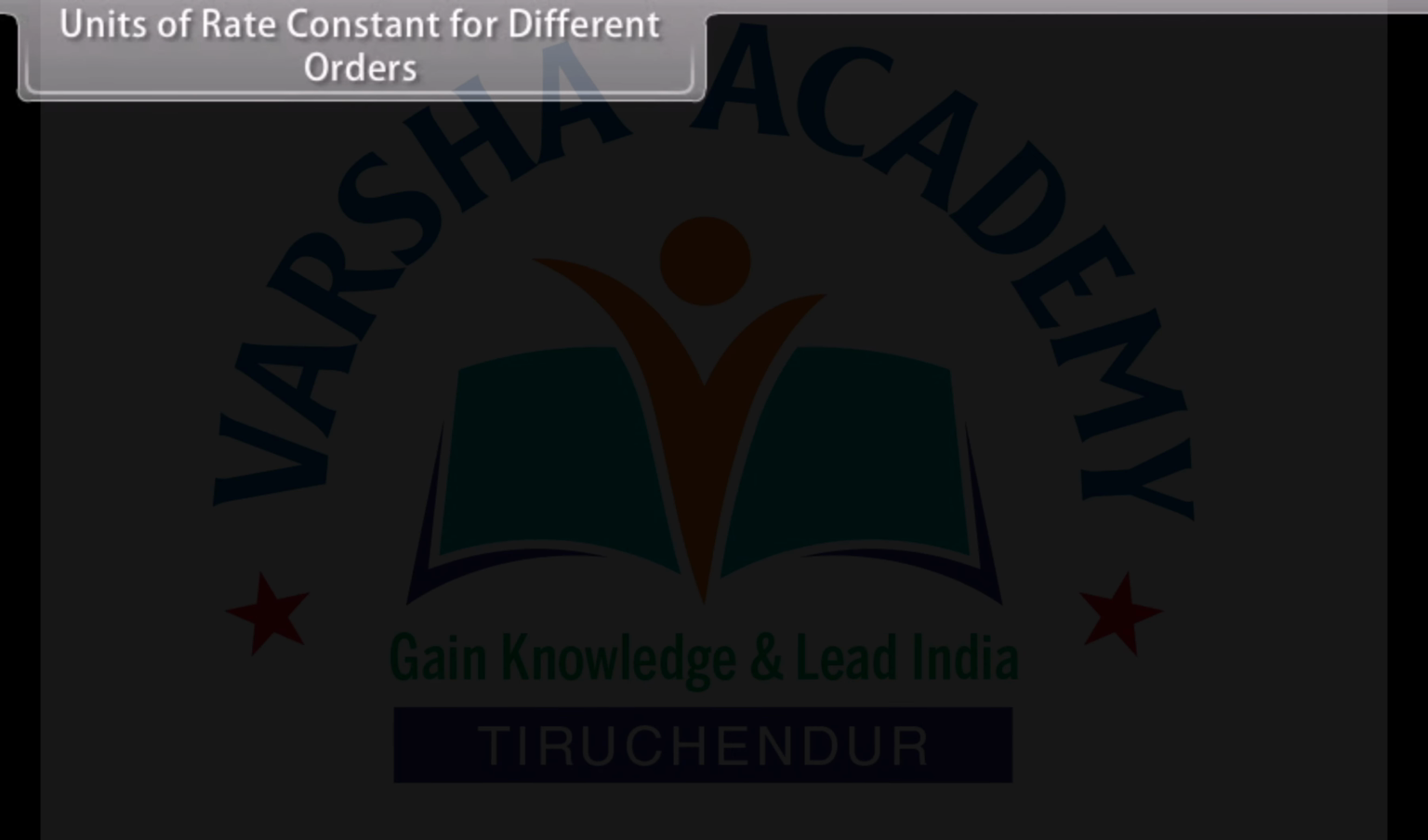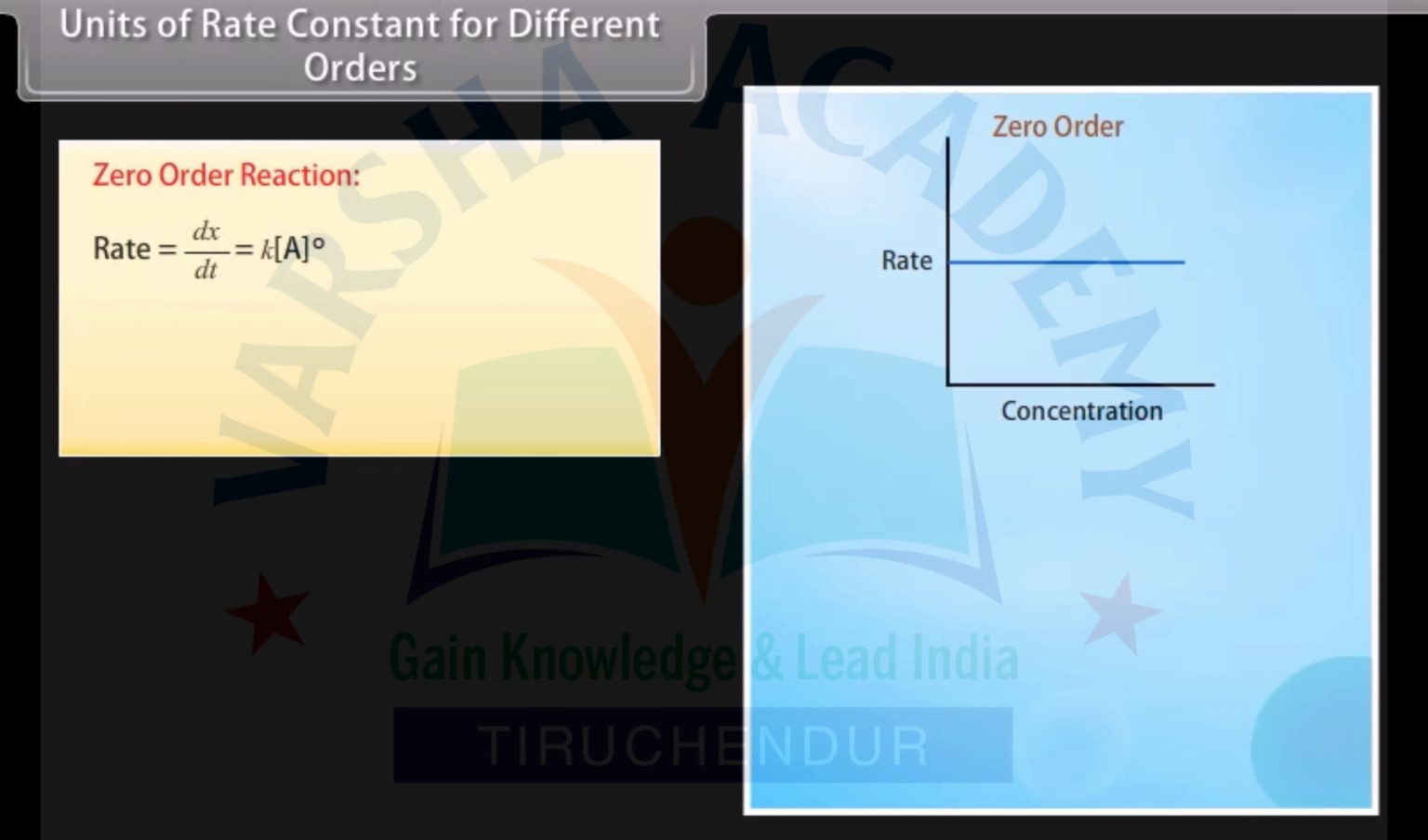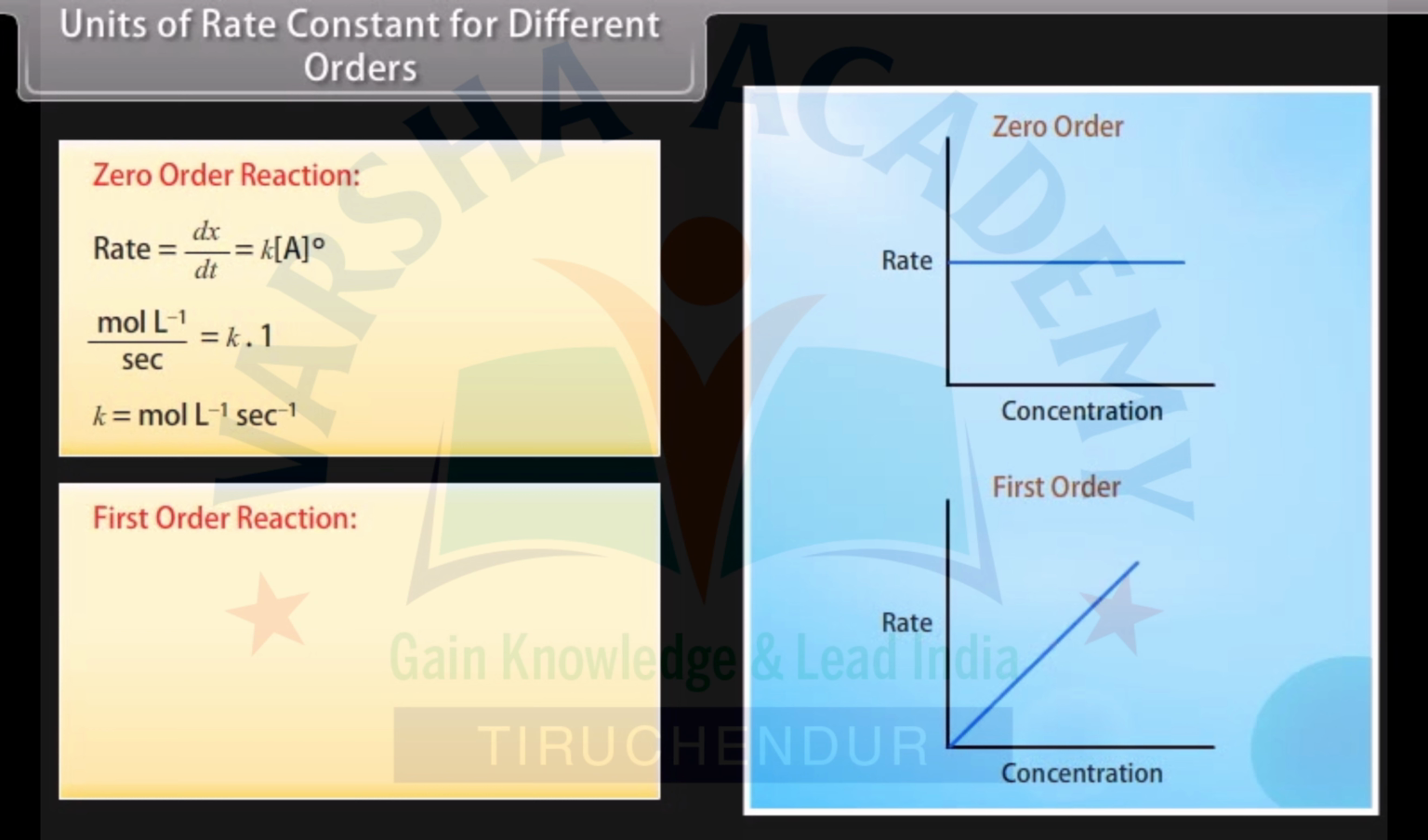Units of rate constant for different orders. Zero-order reaction. Rate is equal to dx by dt, which equals the product of k and a raised to the power 0. Thus, units of rate constant for zero-order reaction are mole per liter per second. First-order reaction. Rate is equal to dx by dt, which is equal to the product of k and a raised to the power 1. Thus, the unit of rate constant for first-order reaction is per second.